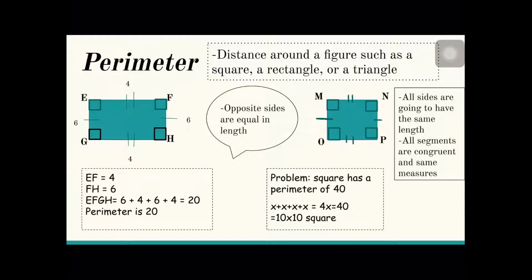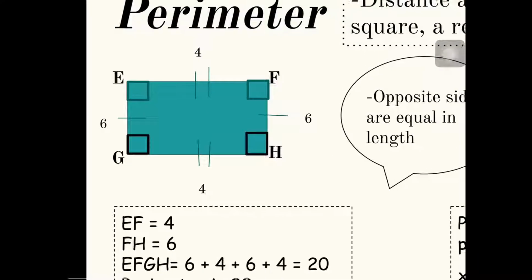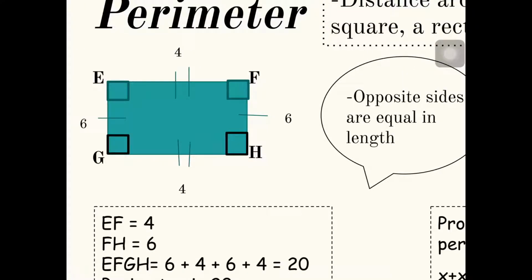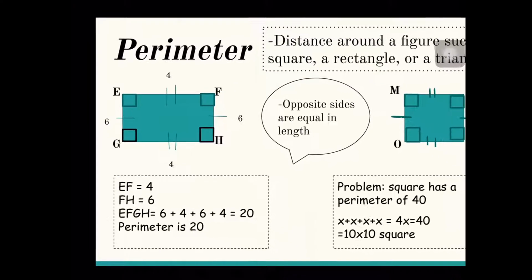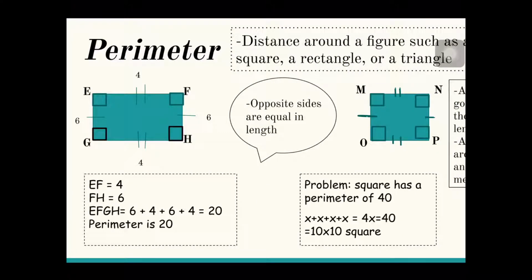Perimeter. Perimeter is the distance around a figure, such as a square, a rectangle, or a triangle. To our left, we have a rectangle, which has 4 sides and 4 right angles, and opposite sides are equal in length. Opposite sides of a rectangle are congruent. To find the perimeter of a figure, you simply add up all the sides.